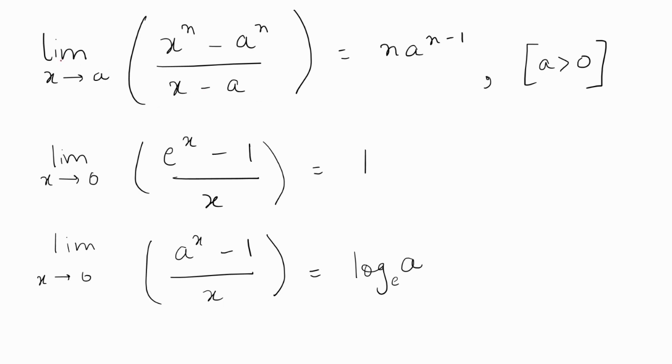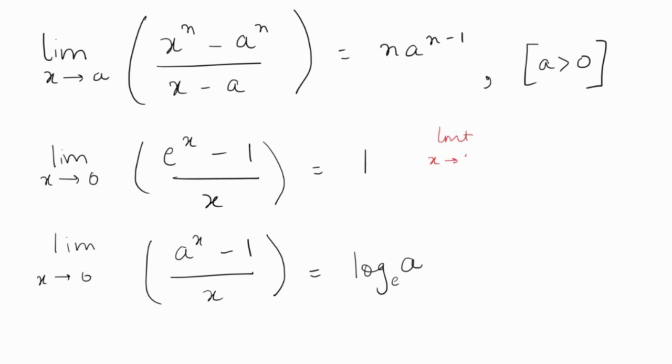The first formula is limit x tends to a. Now, what is a? a is any constant number. x is the variable. If x is approaching the number a, and the expression is of the form x to the power n minus a to the power n by x minus a, then I can write this as n a to the power n minus 1. I'll give you an example.